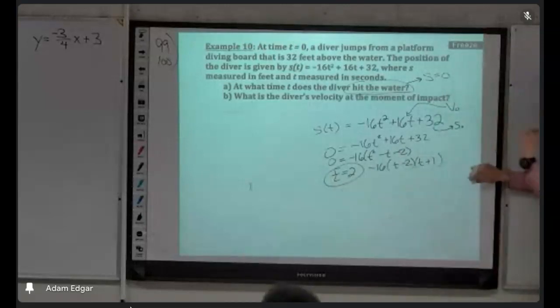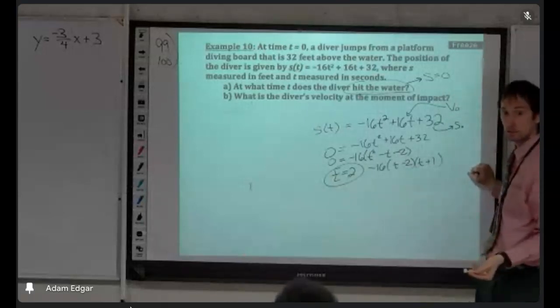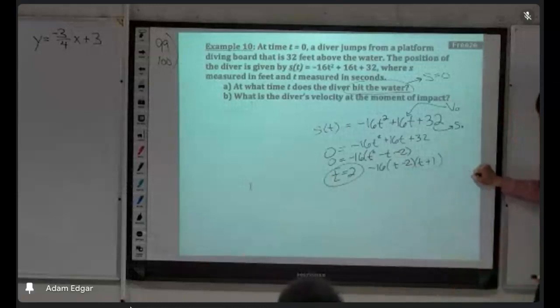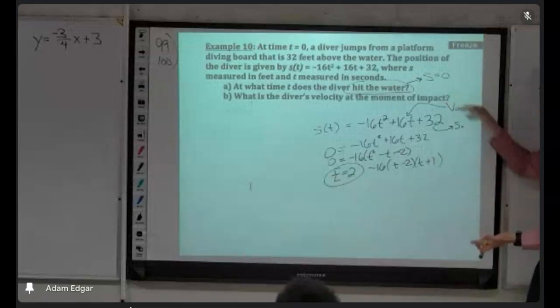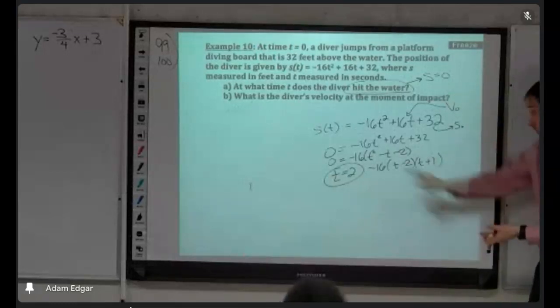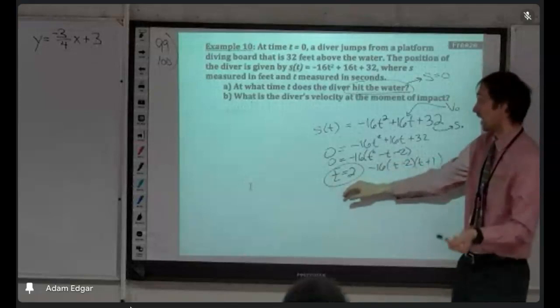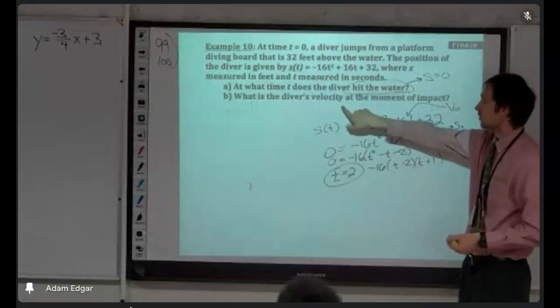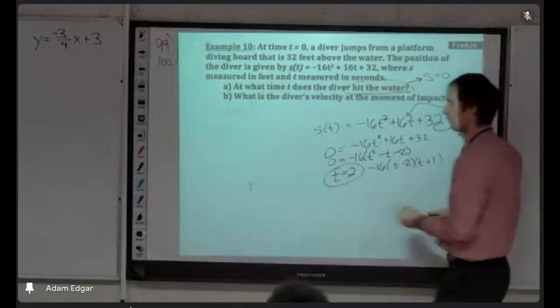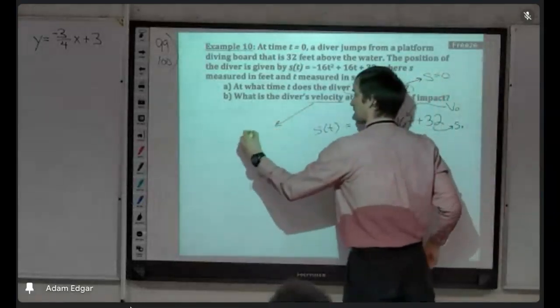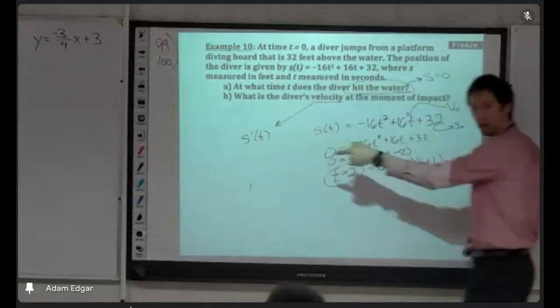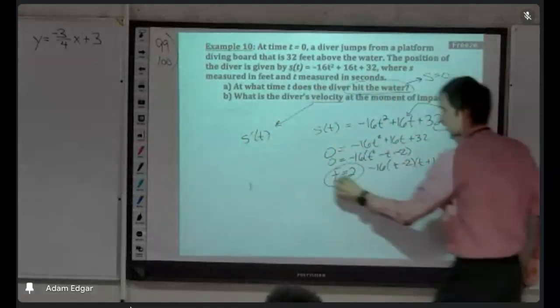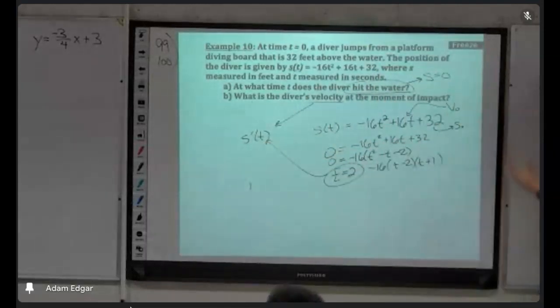Now, part B, we want the diver's velocity at the moment of impact. At what time is the moment of impact? When you hit the water is the moment of impact. So what time is that happening? 2 seconds. You just found it. We want to find the velocity then at this time. How do we find velocity? Do the derivative, right? So velocity is s prime. So you would find the derivative and then plug into the derivative, and now you have your velocity at that time.